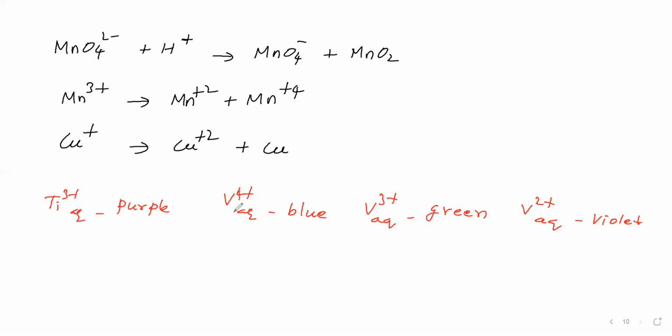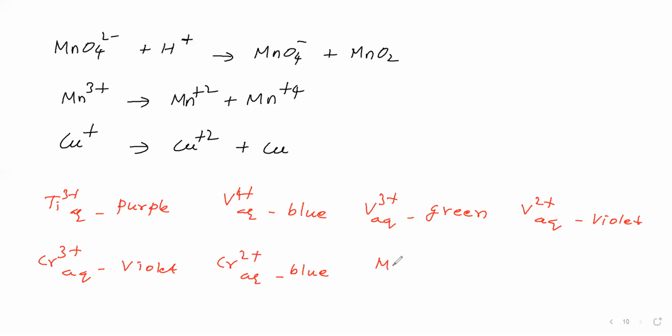Now see, oxidation state different means color also different, because the number of unpaired electrons will be different. Chromium 3 plus is violet. Chromium 2 plus is blue.